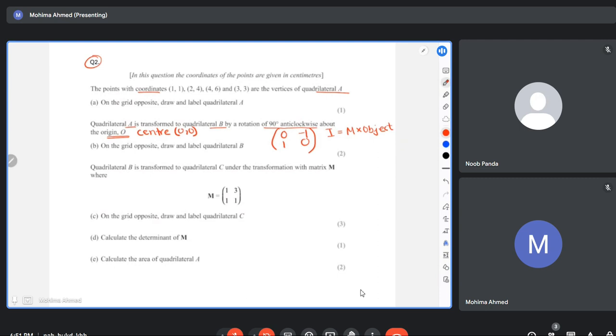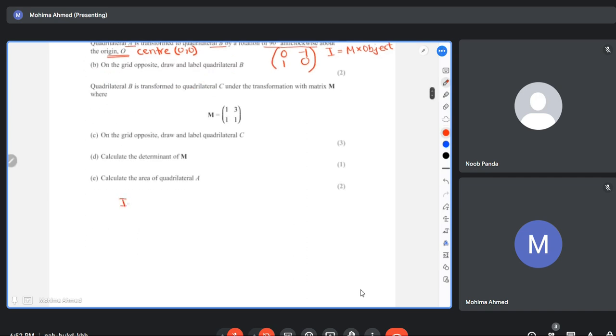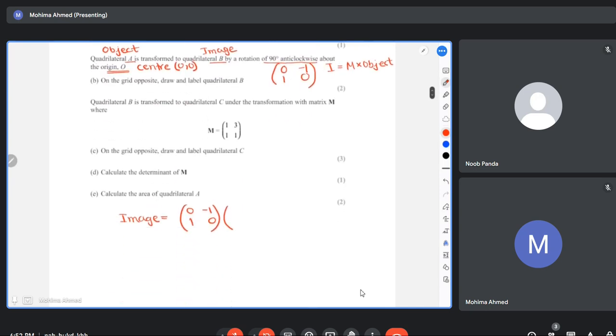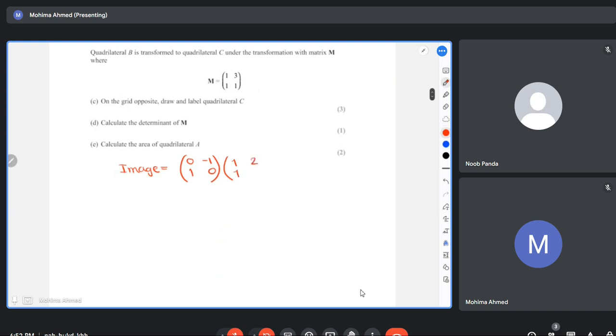You need to identify which one is your image and which one is your object. Like A was there first and then B comes, right? So obviously A is your object and B is your image. And we need to draw quadrilateral B on the diagram, but obviously we'll have to do the working first. So I'll do the working over here. That image, which is quadrilateral B, is going to be 0, -1, 1, 0, multiplied with quadrilateral A, which was 1, 1, 2, 4, 4, 6, 3, 3.